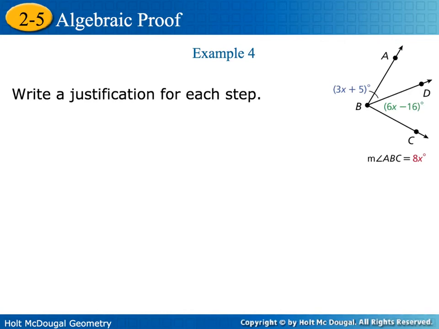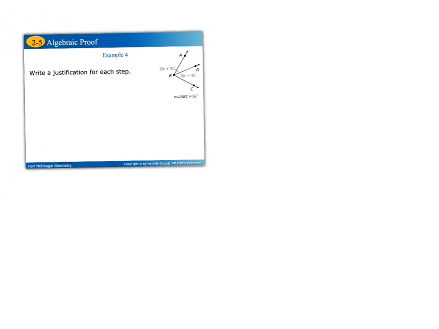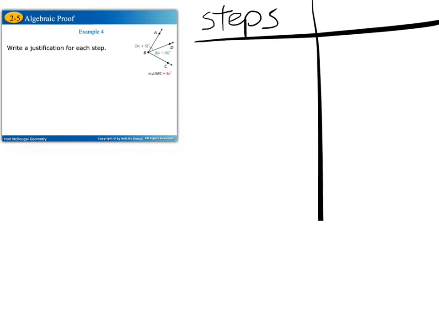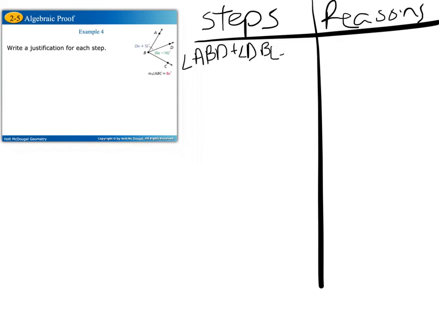Example 4, write a justification for each step. This is the same thing as the last one, except now we're dealing with angles. We have our steps and reasons. So I'm going to say angle ABD plus angle DBC equals angle ABC by angle addition postulate.